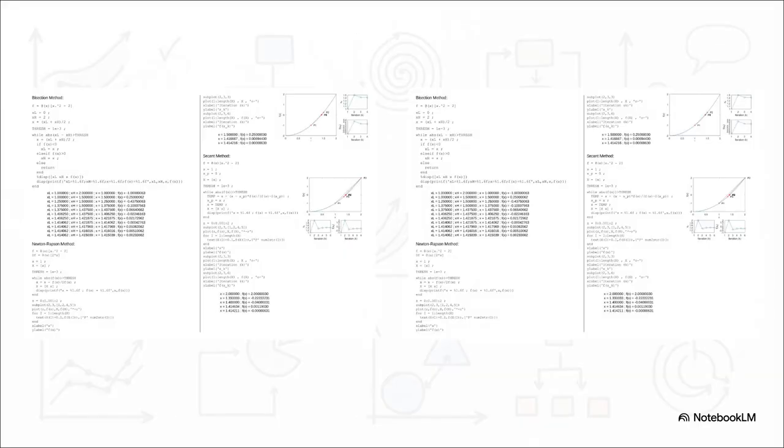Okay, so when you put them side by side like this, the difference is just night and day, right? On the left, bisection is the slow, steady march forward. On the right, Newton's method is like a series of powerful sprints, just leaping across the graph. I mean, they both get to the finish line, but one of them gets there a whole lot faster.